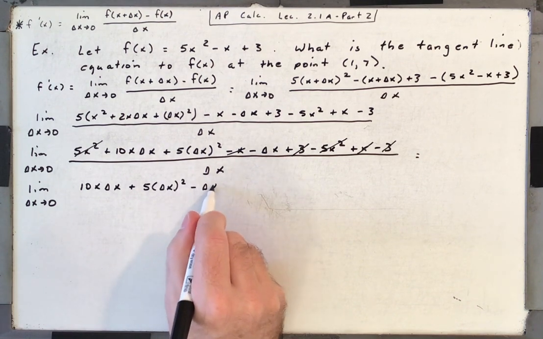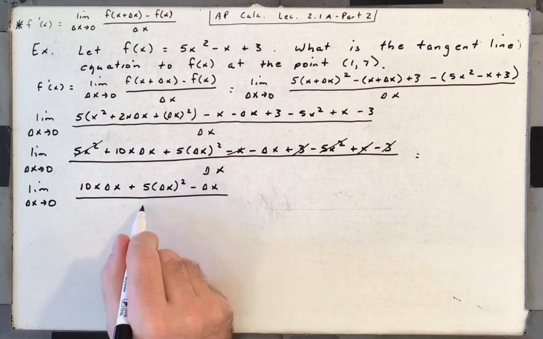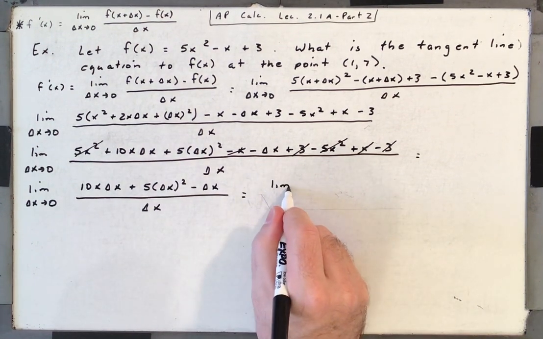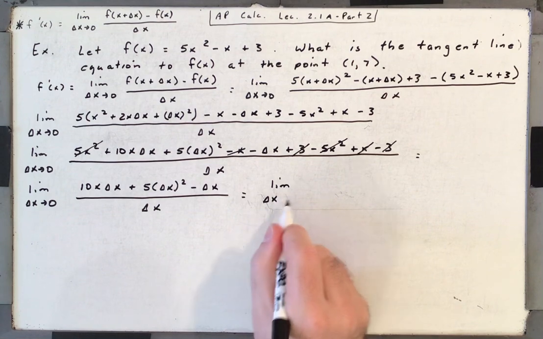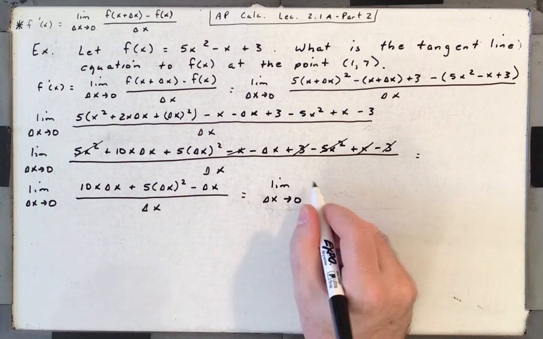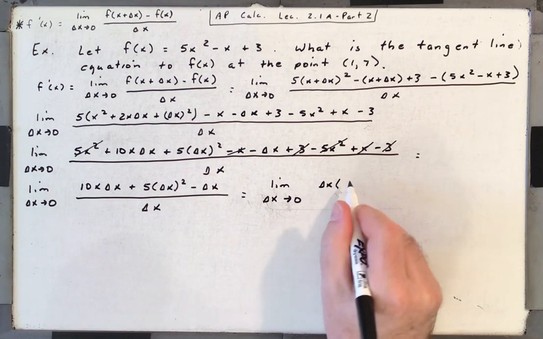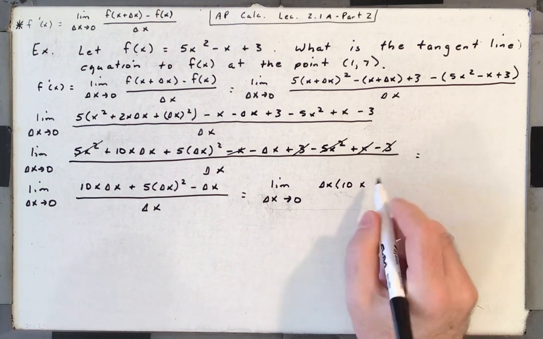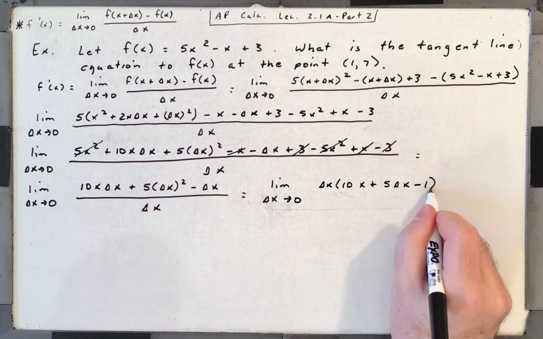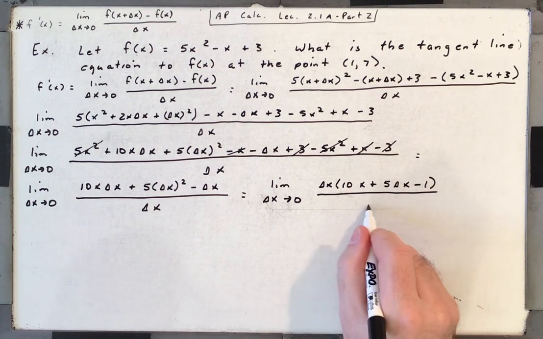That's all that's left. Now tell me what you're going to do to the top based on the previous two problems. I won't be able to hear you. What are you going to do to the top? Factor out a delta x. So now you have 10x plus 5 delta x minus 1 over delta x.